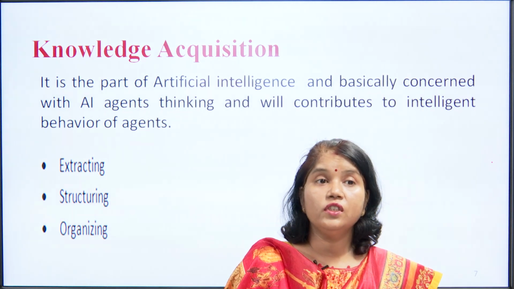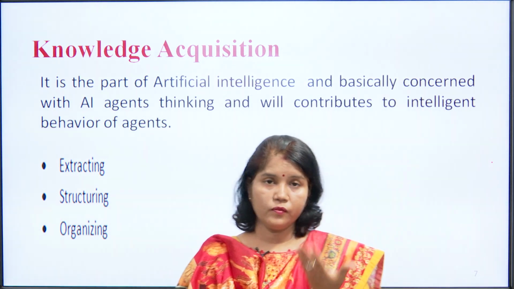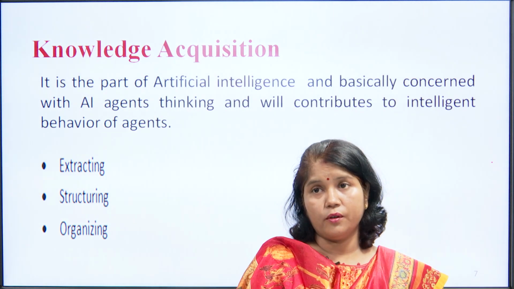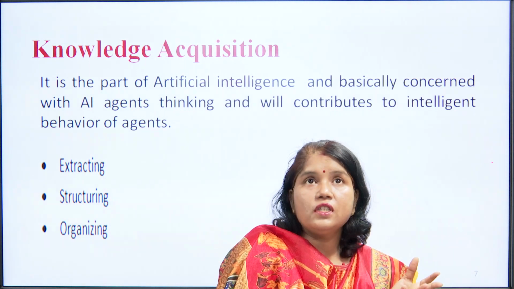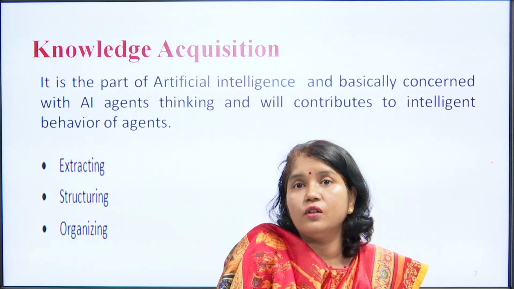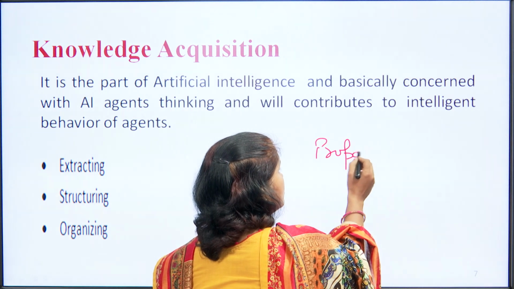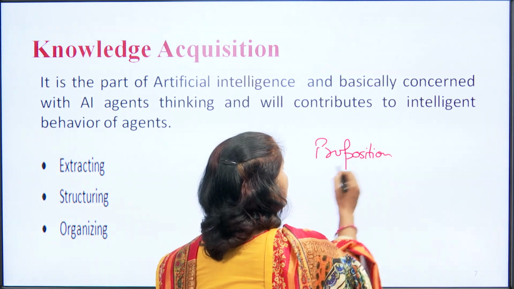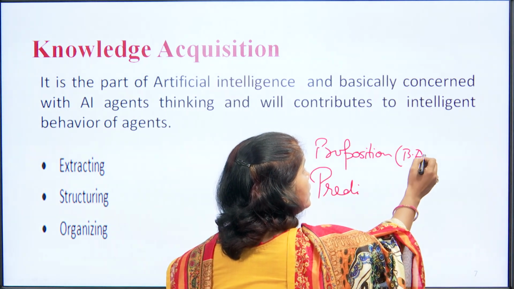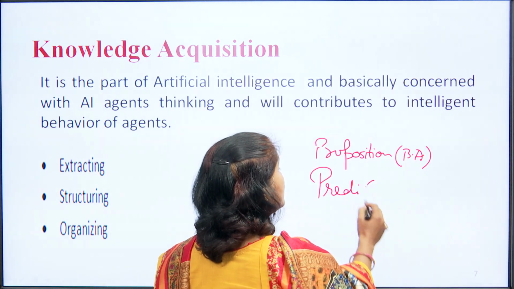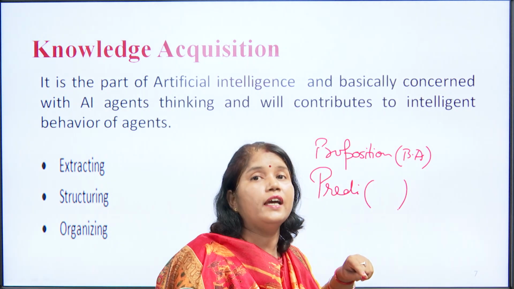So in artificial intelligence, knowledge can be represented in two ways. You can represent your knowledge in two ways: first is propositional logic and second is predicate logic. Propositional logic is based on Boolean algebra functions, and predicate logic, first order logic, these are the ways by which you can represent your knowledge in terms of AI, right.